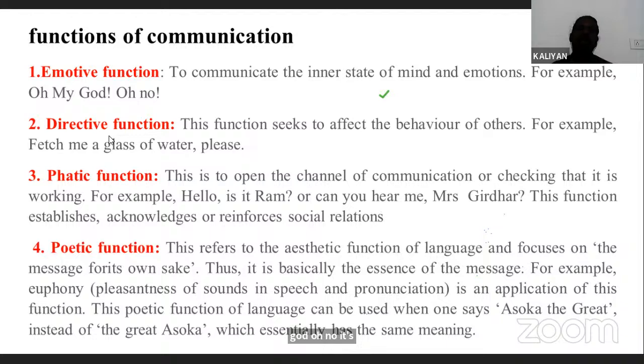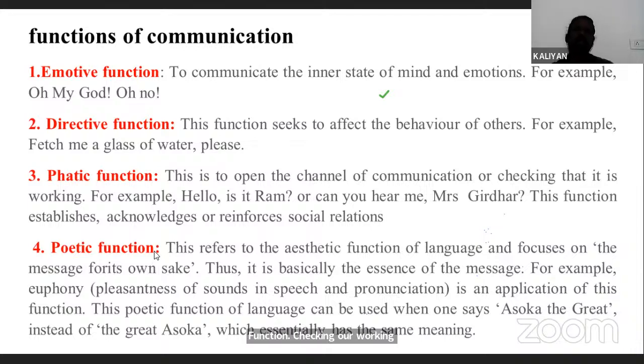The directive function seeks to affect the behavior of others. Example, fetch me a glass of water, please. So we request somebody, they understand, and then they give the water. That means the directive function. And the phatic function means an open channel communication. Example, communication for social relation. So when we continuously ask something, it is a phatic function, checking the channel.